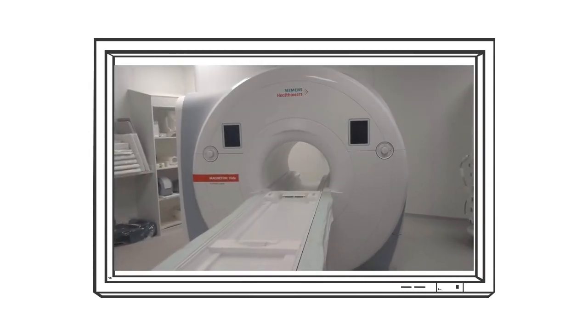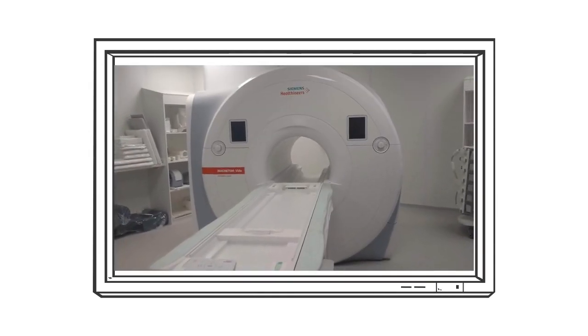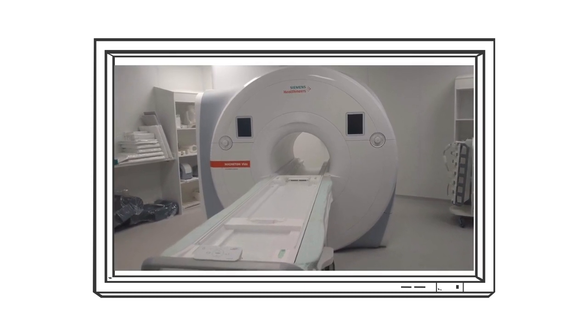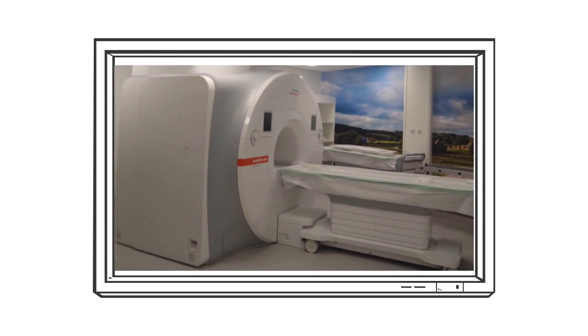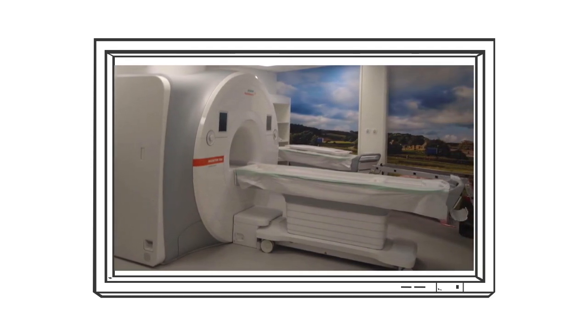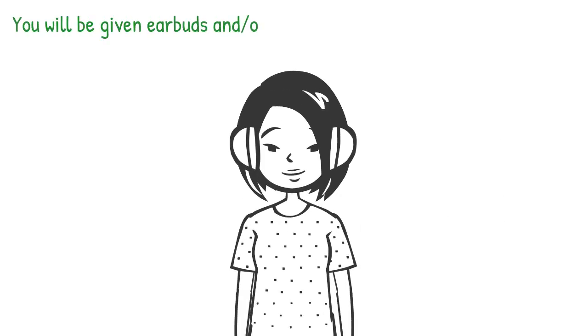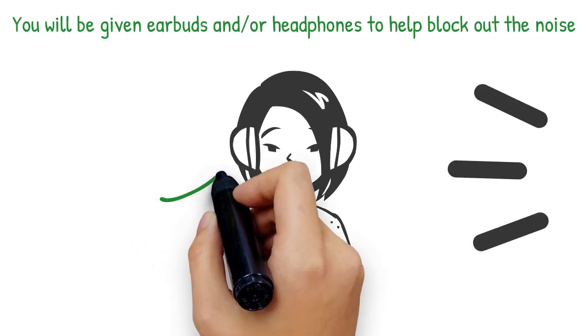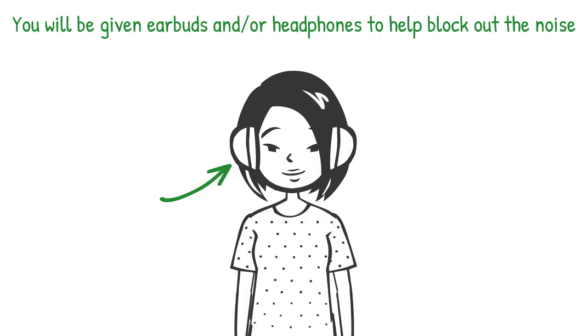All the components of the MRI scanner are hidden inside its casing, so you will not be able to see it. The scanner can be fairly loud, and you should expect to hear a ticking noise throughout your scan from the electric current being switched on and off. The sound and rhythm of the scanner may also change slightly throughout your scan. This is completely normal. You will be given earbuds and/or headphones during the scan to help block out that noise. Here is the sound of an MRI scanner while it's scanning.